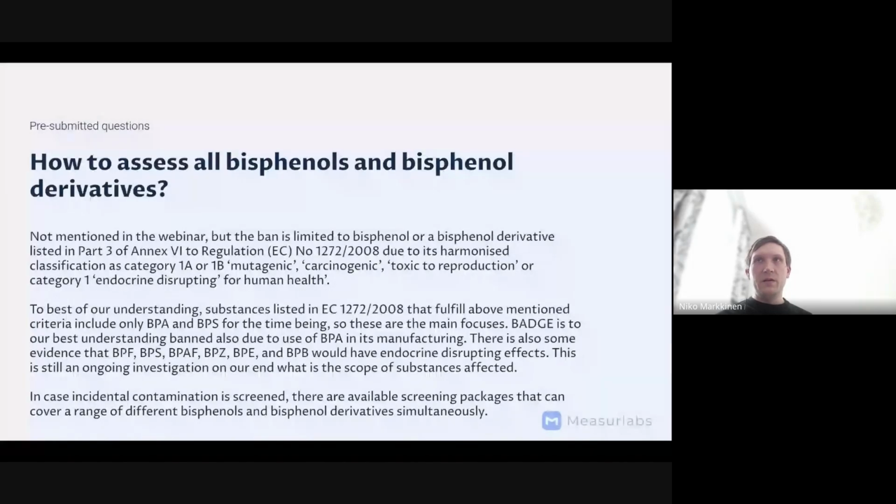However, there are options available to do these called screening packages, where all sorts of different bisphenols and bisphenol derivatives are screened, and those are focused on a risk assessment basis to cover the most relevant ones. But can they essentially cover 100% every possible bisphenol derivative that could be harmful? I obviously guess not. But then the risk of having those present in the material is also quite low to begin with.